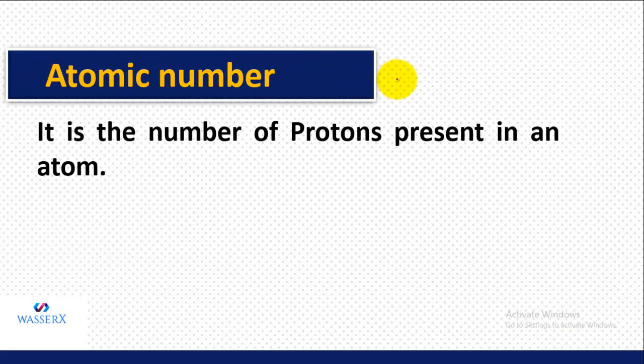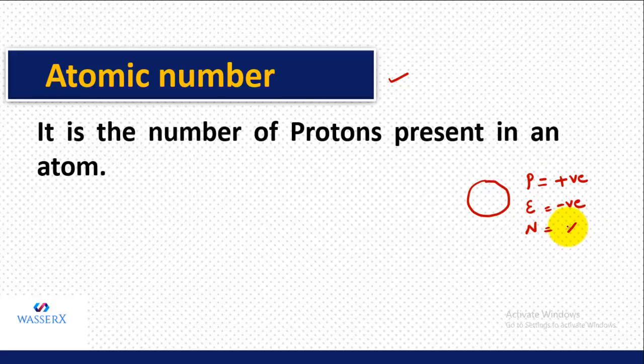So the first thing we are going to study is atomic number. We know that till now we have learned that we have an atom, right? And in an atom, protons, electrons and neutrons are there. We have also already learned that a proton carries positive charge, an electron carries negative charge and a neutron has no charge, right? And in an atom, the number of protons is always equal to the number of electrons. That is the reason an atom is electrically neutral, right?